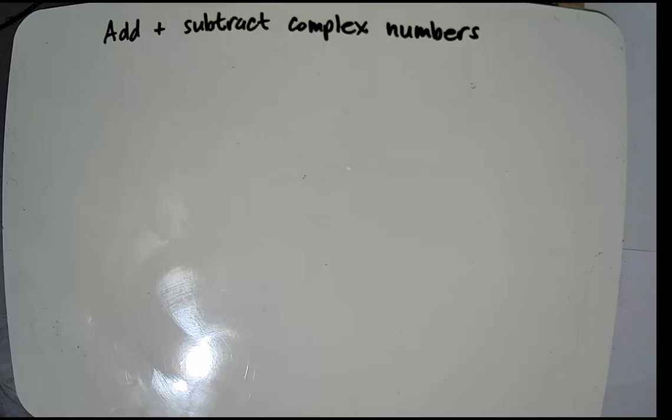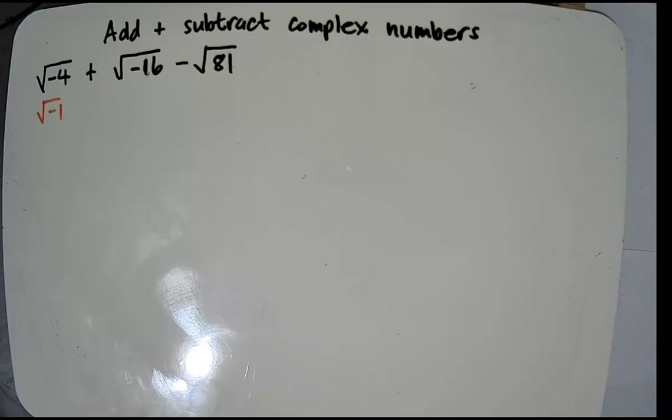Next, we're looking at add and subtract complex numbers. So if we are given these numbers here, all we have to do is add and subtract. So please note, we are adding and subtracting complex numbers. There are no dots between them, which means we are not multiplying.